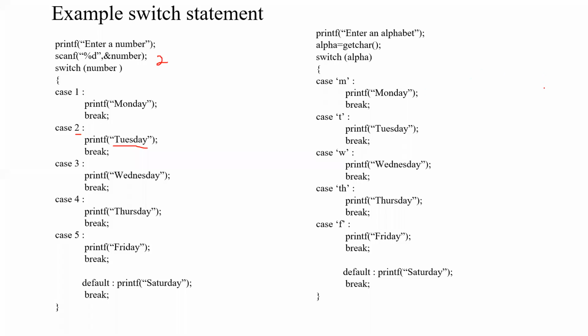Okay. Now in this case, on the right side, I have given numbers, right? In this case, on the right side, I have used alphabets as character constants as the case labels. I am using character constants. So in order to accept the character, we can use scanf with %c, right? What is the format specifier for accepting characters? %c. For string, we will be using %s, right?